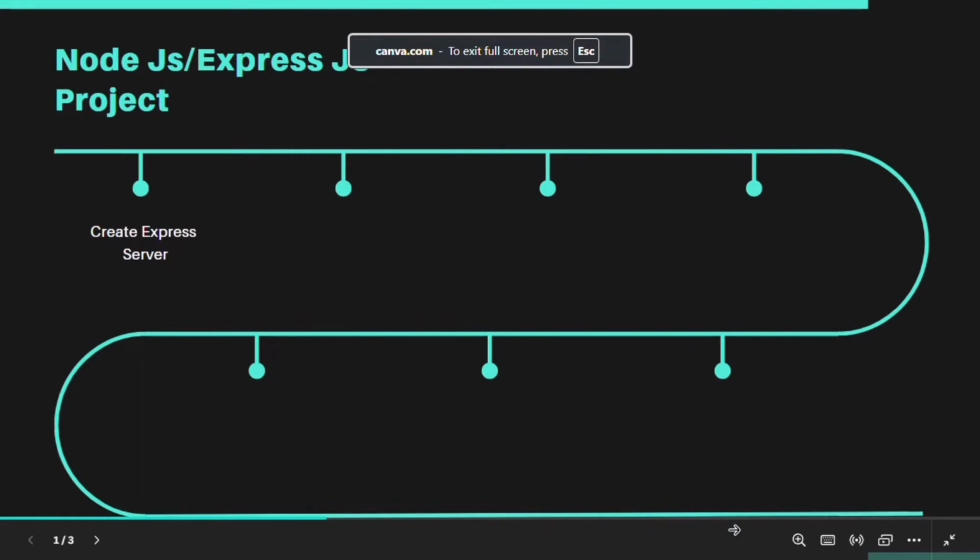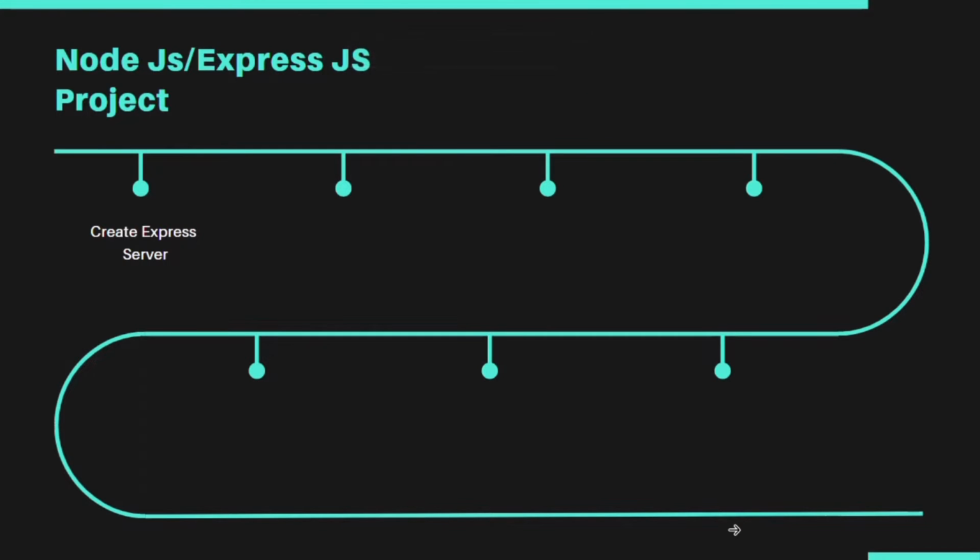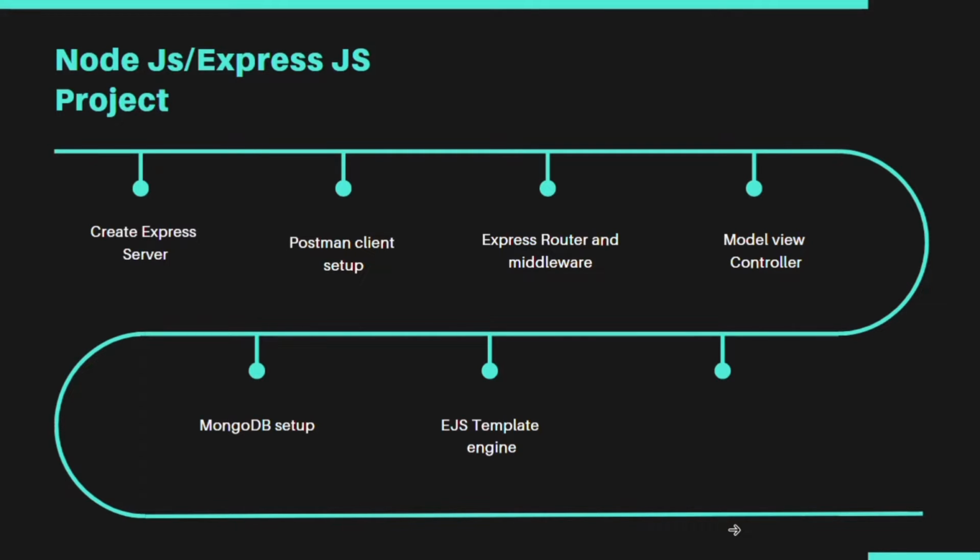So first, we will create our Express server. Then we will see how we can install the Postman client setup for API testing. Then we will set up the Express and middleware. Then we will see what the model view controller is. Then we set up MongoDB, so our application connects with our database. Then we will see the EJS template engine to create an HTML template.